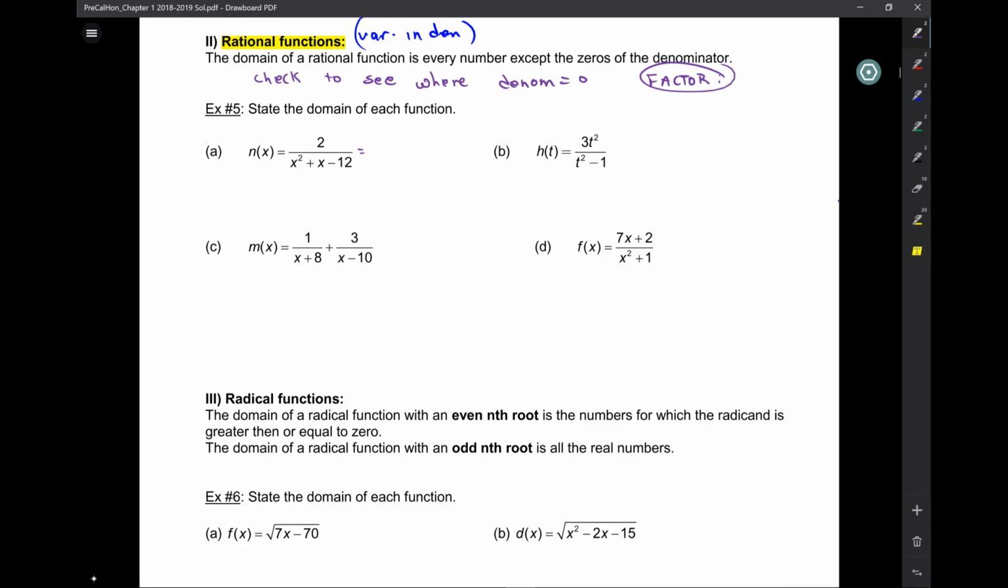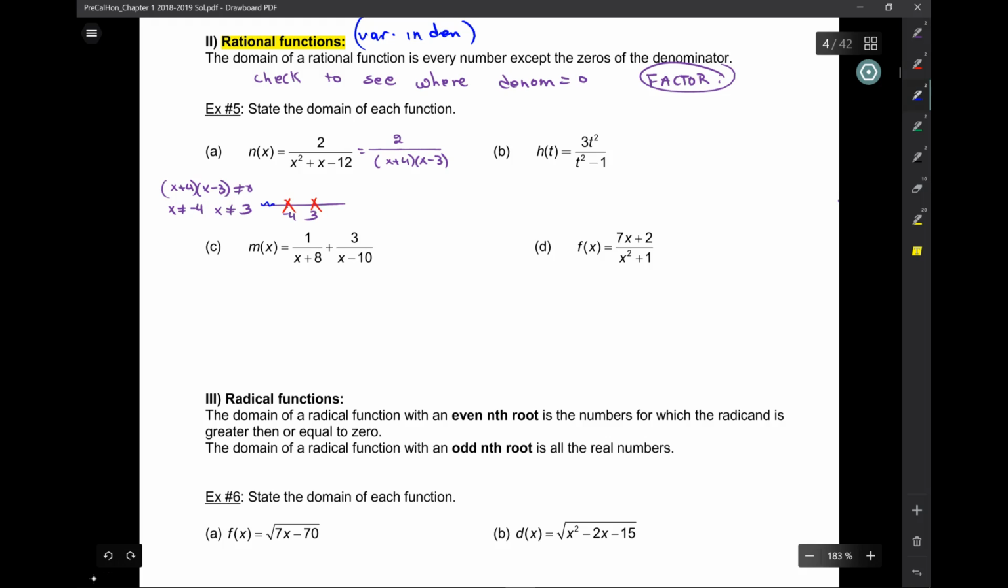So when we factor this, we get 2 over x plus 4, x minus 3. So the condition is that x plus 4, x minus 3, the denominator, should not equal 0. So x should not equal negative 4, and x should not equal 3. We're not going to do it in this detail every single time, but basically at negative 4 and 3, this function can't exist.